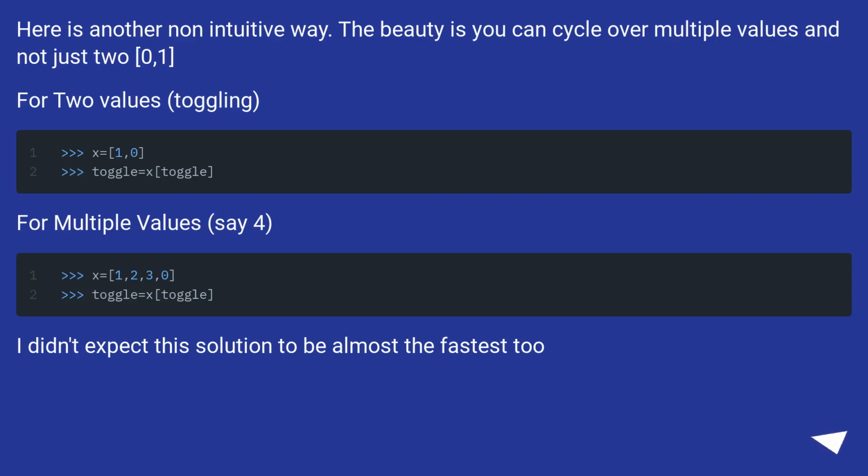Here's another non-intuitive way. The beauty is you can cycle over multiple values and not just two, 0 and 1. For two values, toggling. For multiple values, say 4. I didn't expect the solution to be almost the fastest too.